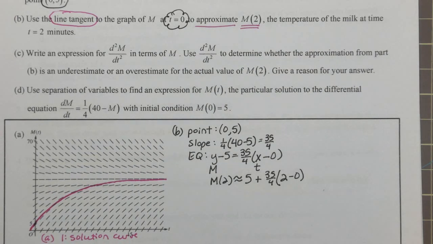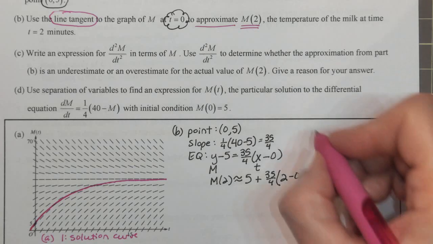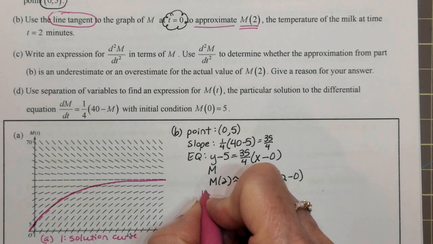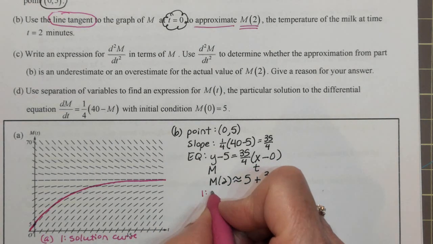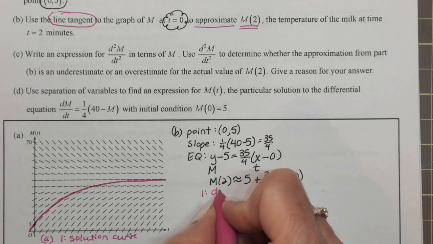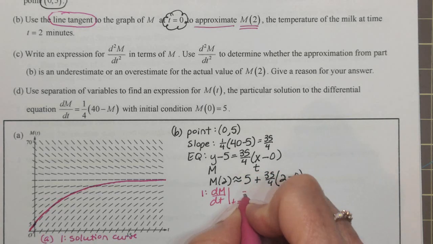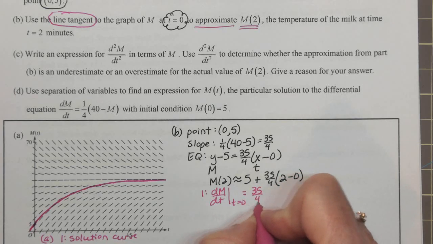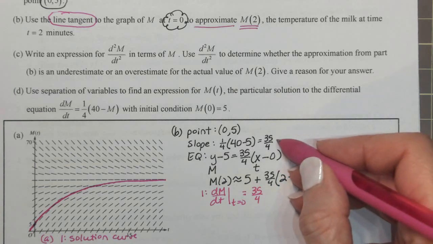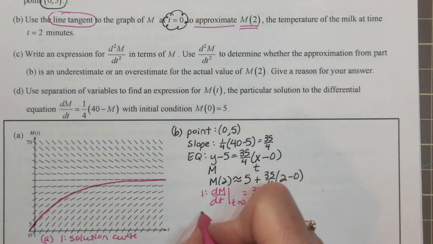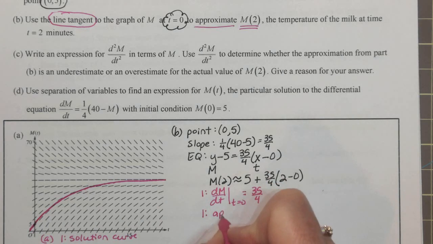Part B was worth 2 points. 1 point was for dM/dt at time 0 is equal to 35/4. So 1 point was for the slope, and then 1 point was for the answer, the approximation.